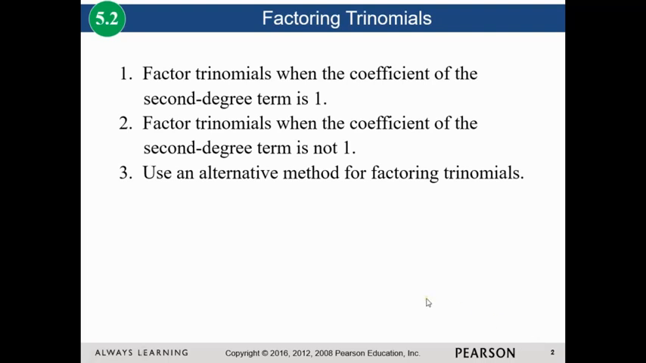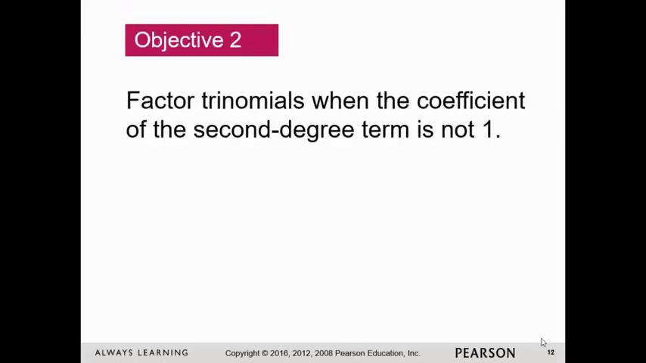Okay, so this next video here is objective 2, factoring trinomials when the coefficient of the second degree term is not 1. So again, here we go. Objective 2, factoring trinomials when the coefficient of the second degree term is not 1. That means the leading coefficient is not 1. We dealt with leading coefficient was 1, and those were pretty easy.